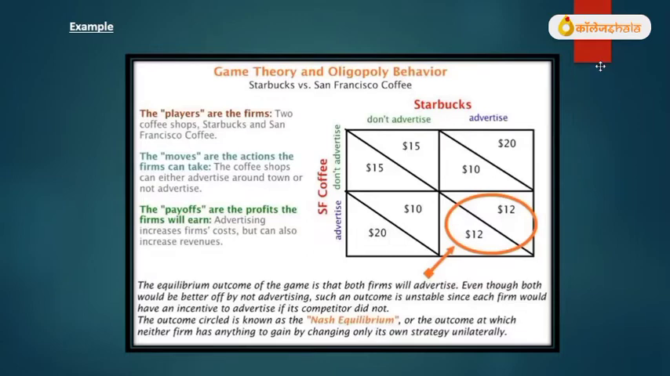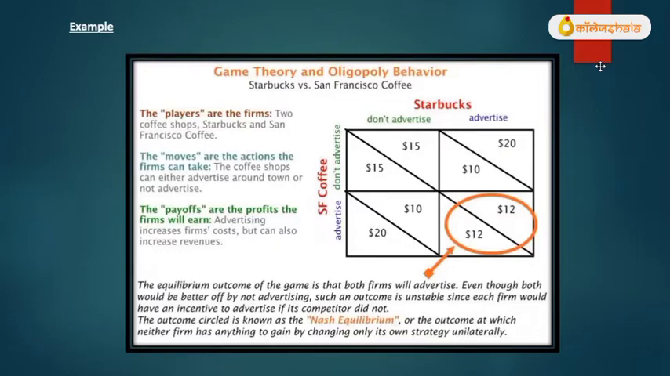This is a very logical and very normal thing. So if you go to the payoff matrix, you can see we are putting a circle on the $12, which is advertisement. That means SF Coffee is also doing advertisement, and Starbucks Coffee is also doing advertisement. Now, why are we doing this? See, if we choose the $15 earning by Starbucks and SF Coffee, in that particular cell, we can see both of them are not doing advertisement. They are not promoting their products.